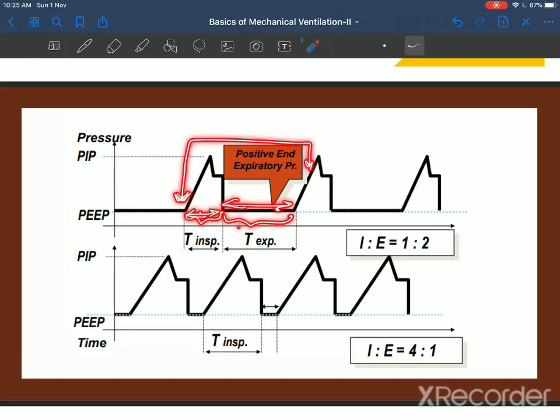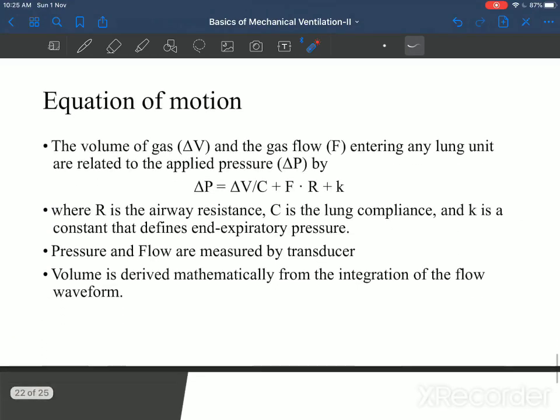Here expiratory time is more compared to that of inspiration, which is what we usually set. You usually have expiration slightly more compared to your inspiration. Here, if you see, your inspiration is very big but your expiration is very small, so your inspiration to expiration ratio is 4:1. This is just to tell you how to look at inspiratory and expiratory time.